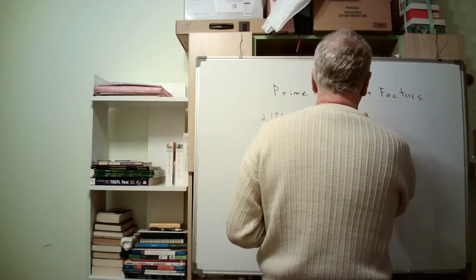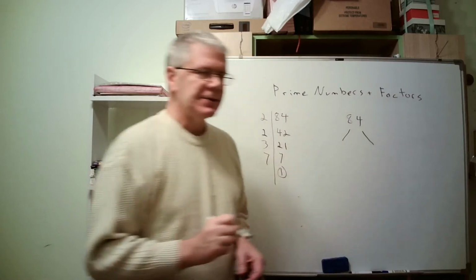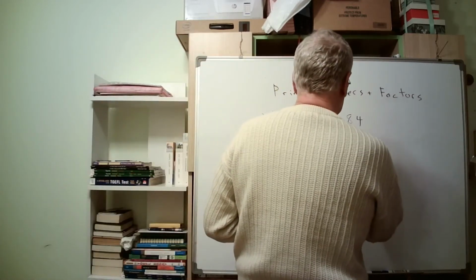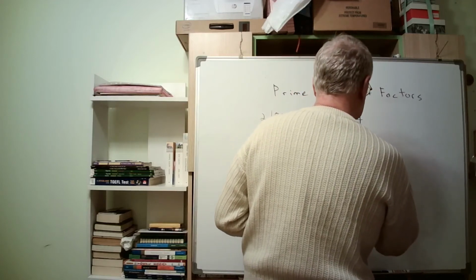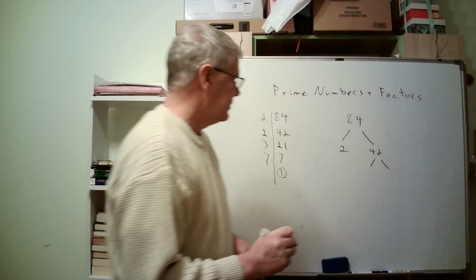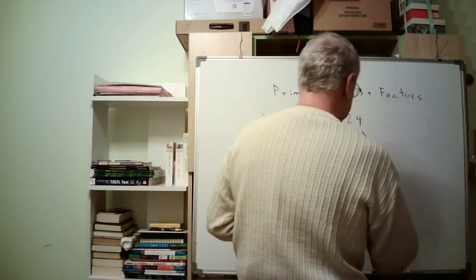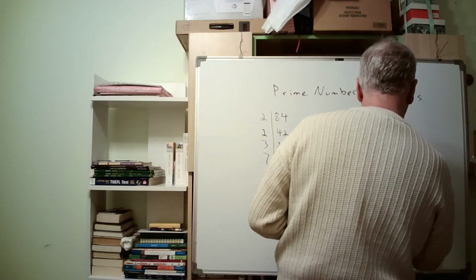Some people will use a tree sometimes, so you can start with any 2 factors. I could do 2 and 42, and maybe now I do 3 and, let's see, 3 times 14.